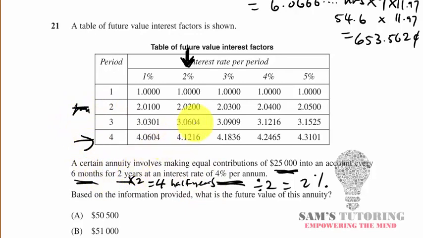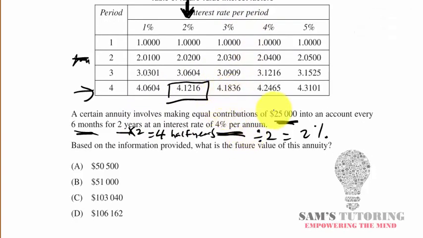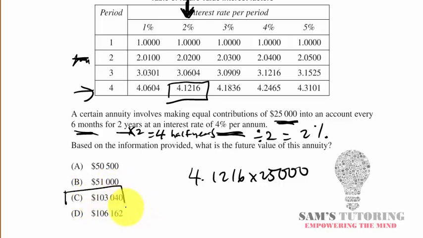Yep. Where do they both meet? That's the interest rate per period. Times that by 25,000. And that's it. Which gives you C. Okay.